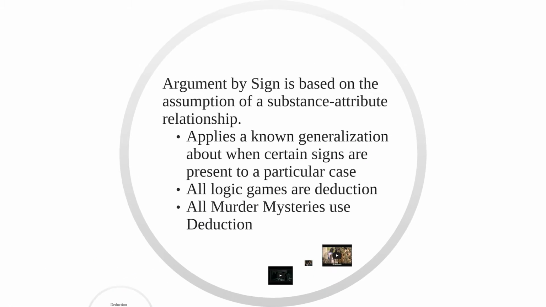The first of these we call argument by sign. Argument by sign is based on the assumption of a substance-attribute relationship, that when you see signs, you know you're dealing with a certain presence. So we've got a generality going on there. Now, this generality, it's actually used in all murder mysteries. Anytime you've ever read a murder mystery, or if you've watched Sherlock Holmes or CSI, whatever CSI you're watching, you've got deduction because they're working on, we saw this in the crime scene and that indicated that this type of person was present there. That's an argument by sign relationship.